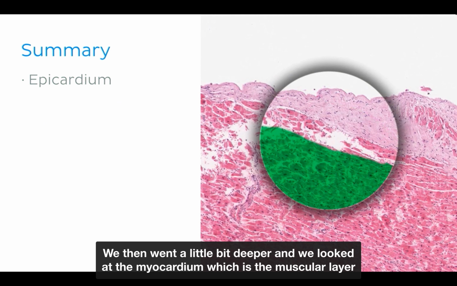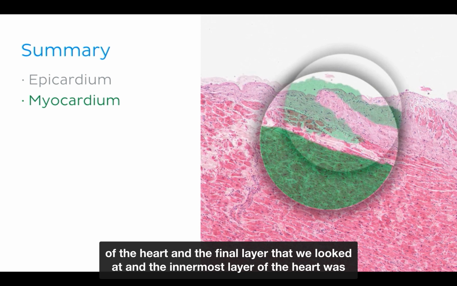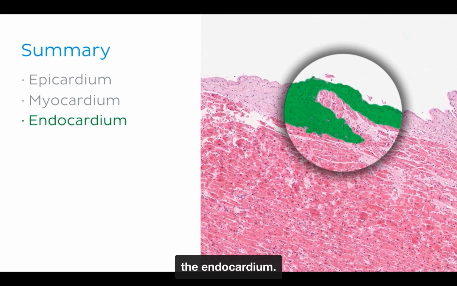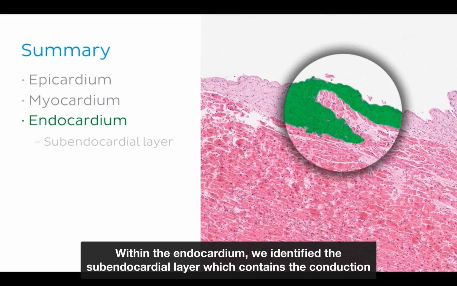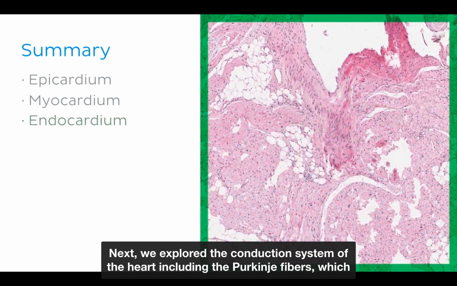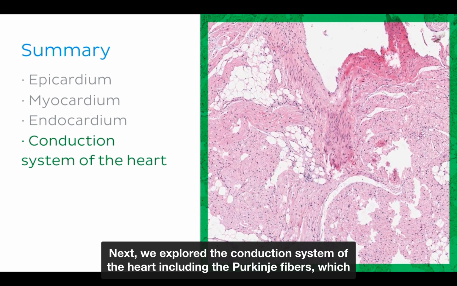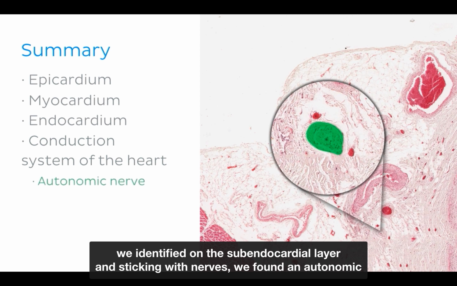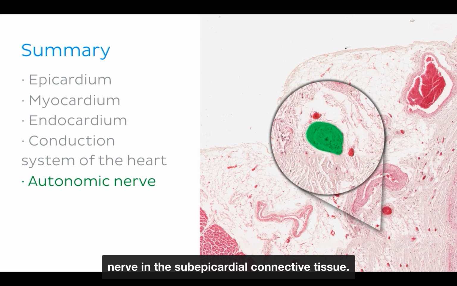We then went a little bit deeper and we looked at the myocardium, which is the muscular layer of the heart. And the final layer that we looked at, and the innermost layer of the heart, was the endocardium. Within the endocardium, we identified the subendocardial layer, which contains the conduction system of the heart, the subendothelial layer, and finally the endothelium. Next, we explored the conduction system of the heart, including the Purkinje fibers, which we identified on the subendocardial layer, and sticking with nerves, we found an autonomic nerve in the subepicardial connective tissue.